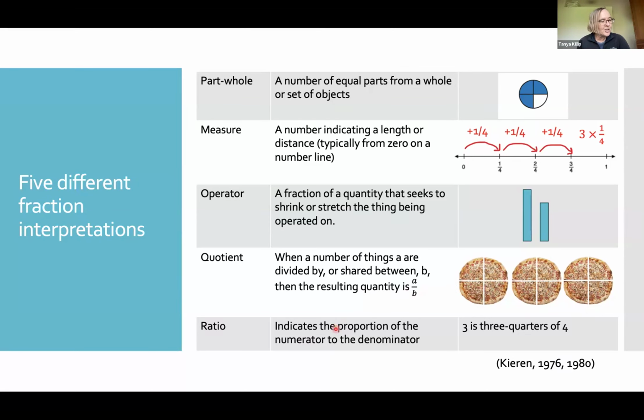And then finally, the ratio interpretation of fractions sees a fraction as the ratio between the numerator and the denominator. So in our example here of 3/4, 3 is 3/4 of 4.